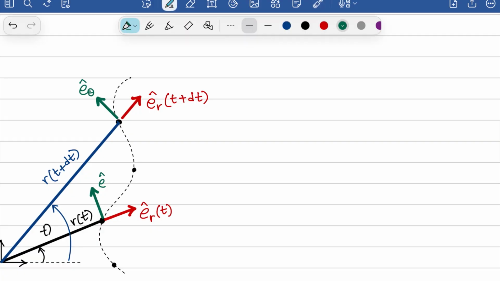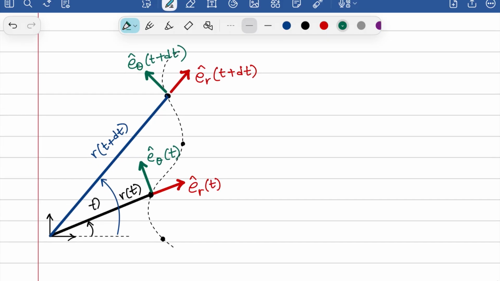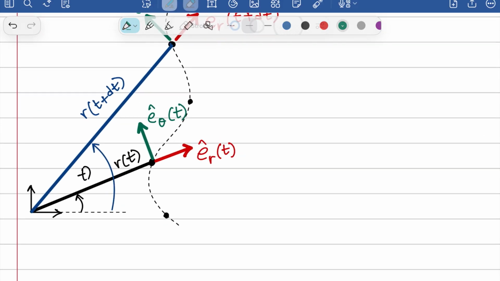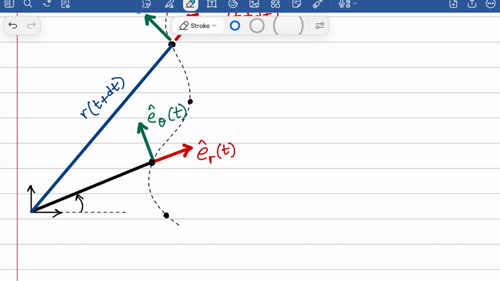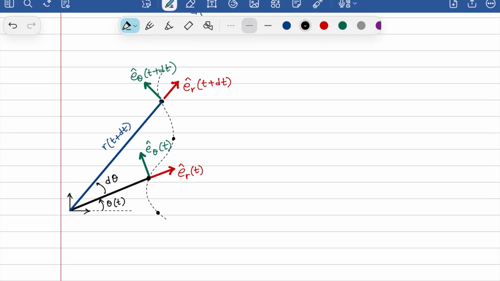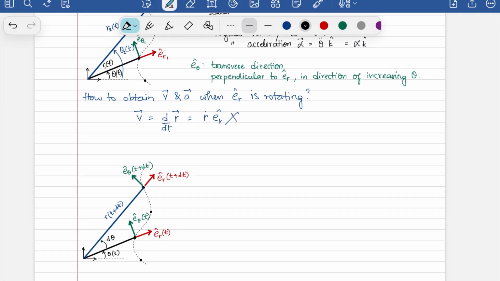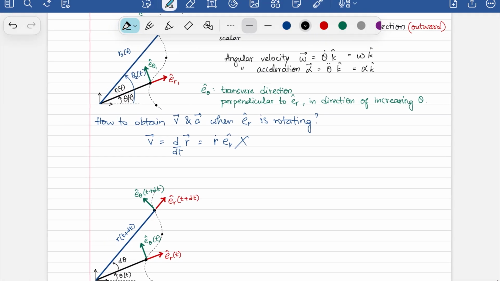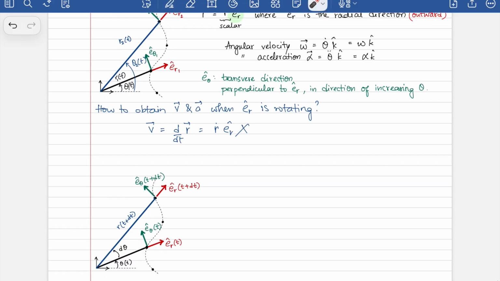Similarly, for theta hat, we have t plus dt and e_theta at time t, which essentially means that if this was theta of t, then this here is d theta. Okay. I've just defined these new unit vectors as infinitesimally small changes from the previous unit vector.